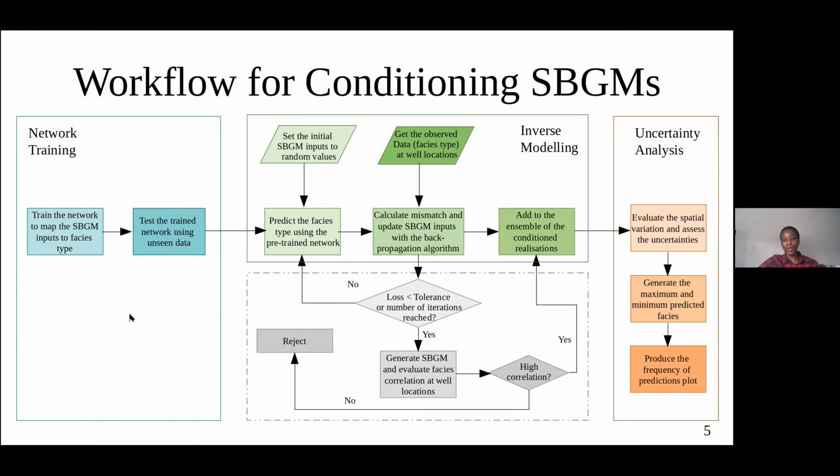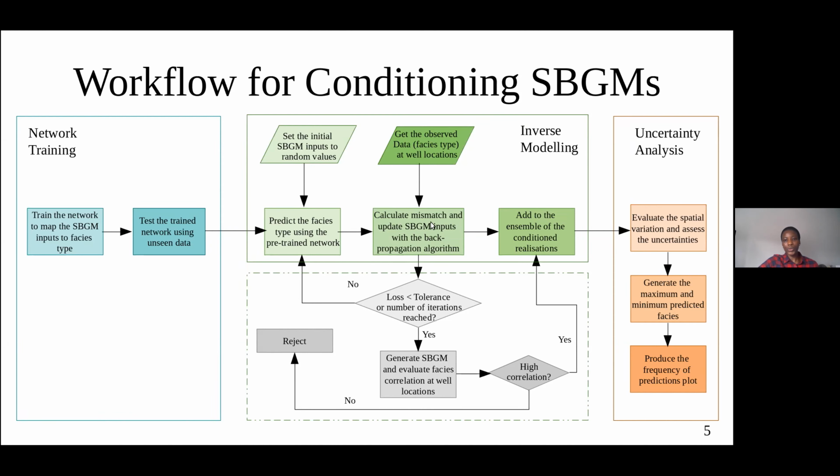But in the inverse modeling, where we are more interested in conditioning, say, randomly generated surface-based models to well data, what we do is essentially, with our trained model, we use that to predict the facies type. That's the outputs that I showed earlier at the well, using stochastic initial inputs. And then we calculate the mismatch between the predictions and our observations, which is our reference model, the information for the reference well at the same location that we want to condition the models to.